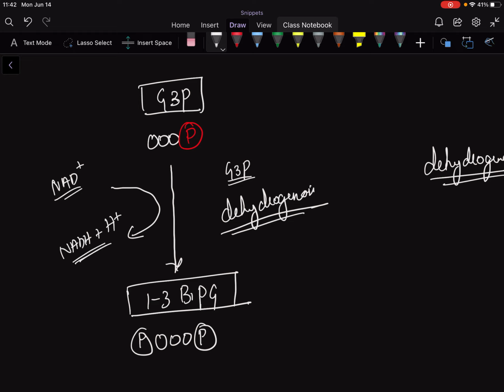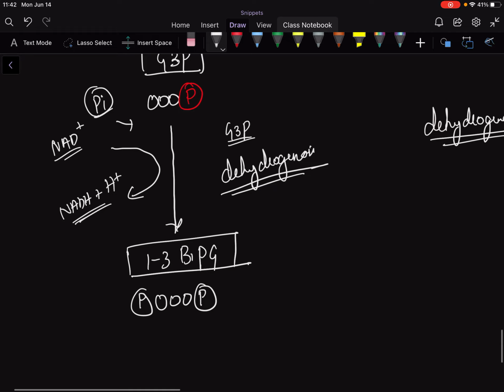Okay. Not only that, during this step inorganic phosphate is added. Okay, this is an inorganic phosphate, so it is not coming from ADP or ATP, it is an inorganic phosphate. So that's why a phosphate is also being added here at the first position. So we get the compound 1,3-BPG.